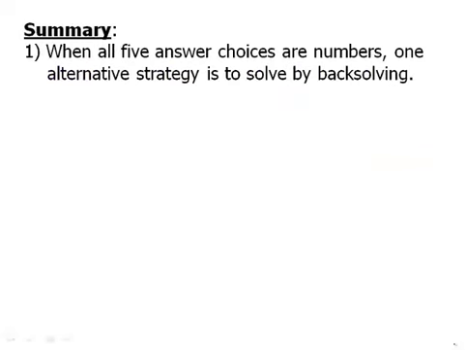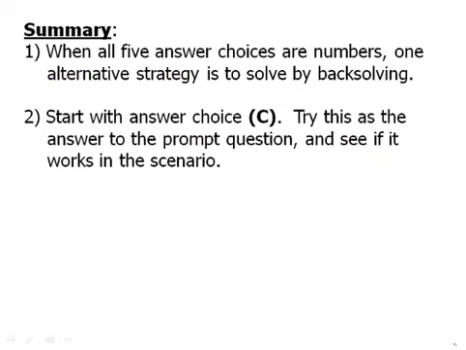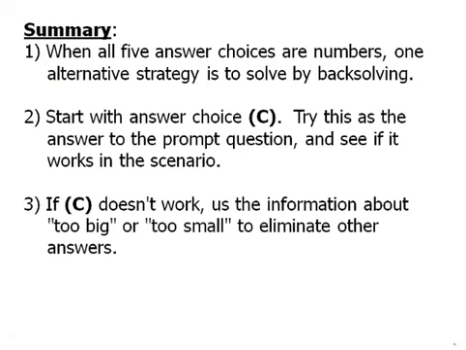In summary, when all 5 answer choices are numbers, one alternative strategy is to solve by back solving. So the very straightforward approach is start with answer C, try this as the answer to the problem to see if it works in the scenario. If C doesn't work, the information about too big or too small will allow us to eliminate other answers.